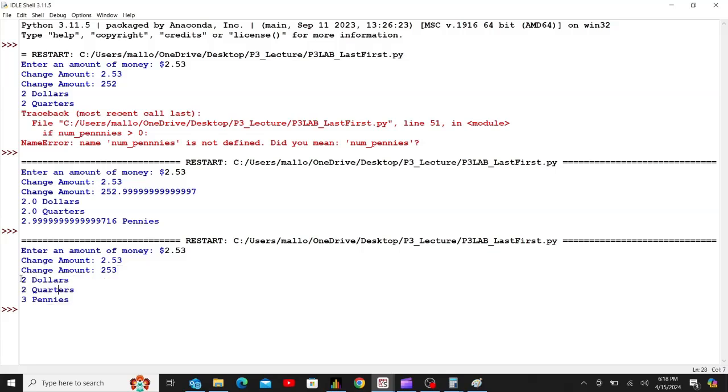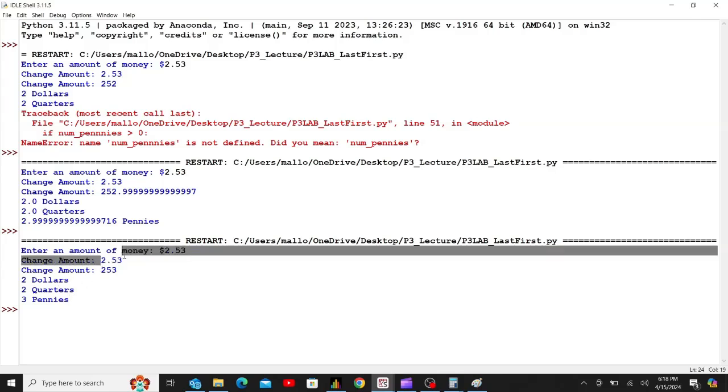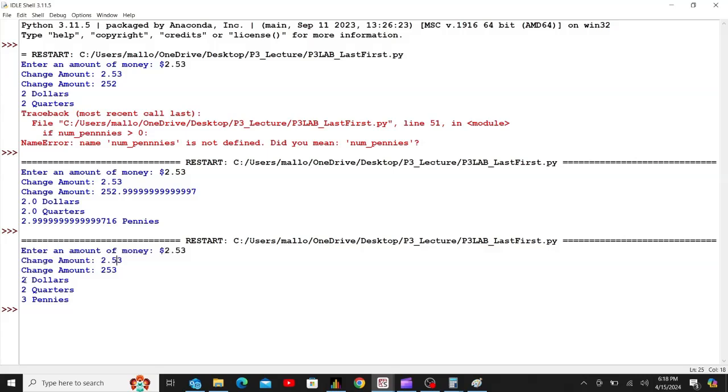And depending on the amount of that coin, it either doesn't print it out at all, right? You don't see any nickels or dimes in here because they're not necessary to make this amount of money. If it has more than one of a certain coin, it has an S on the end, and they all do. So let's just double check our numbers. This will give us $2. This will give us $2.50, and this will give us $2.53.